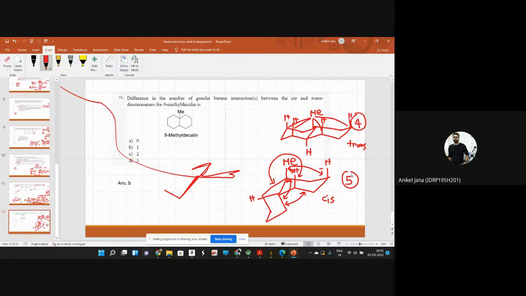So what is the difference between cis and trans gauche butane interactions? It is, sorry, 5 and 4. So what is the difference? One. It is 1.